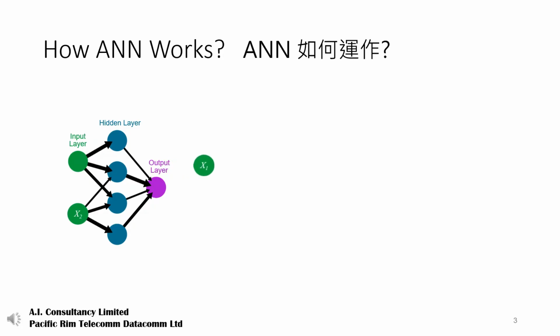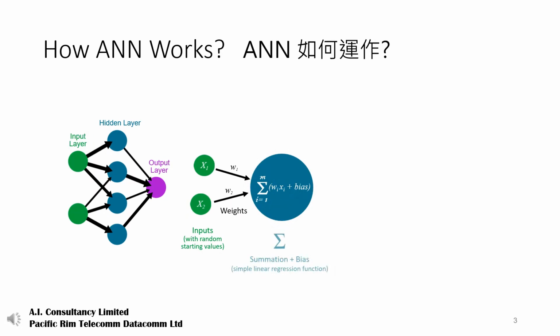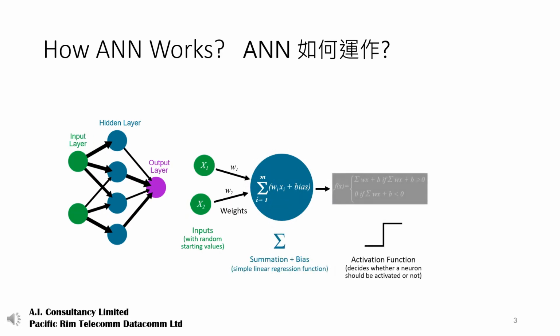Normally, it starts with random starting values from the nodes in the input layer, like x1 and x2 here. It then calculates the value to pass on to the next layers as the summation of a simple linear regression function, that is, the summation of xi multiplied by weights wi, and then adding the bias. Then an activation function will be triggered to decide whether the calculated value will be passed on to the nodes in the next layer, which is the final output layer in our simplified example here.